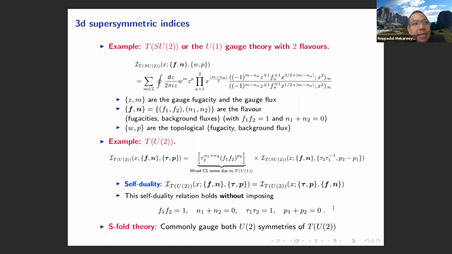And how do you see this is a mixed Chern-Simons term? Okay, good. Tau is the topological fugacity, right? N is the flux for the flavor, right? You see this? This is tau to the N.